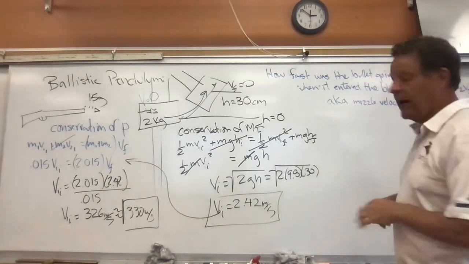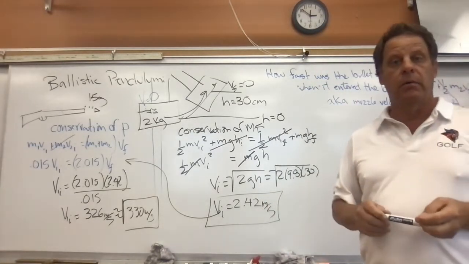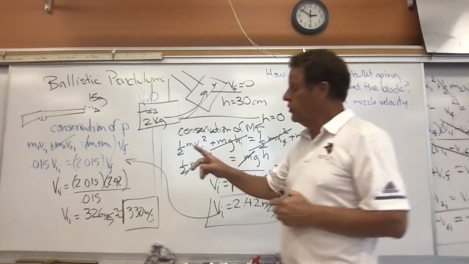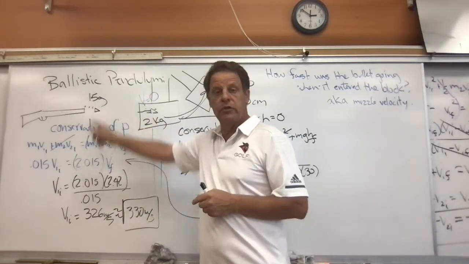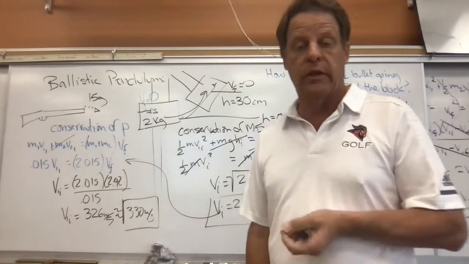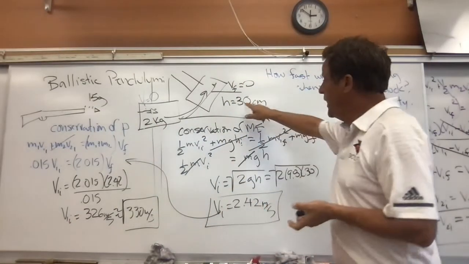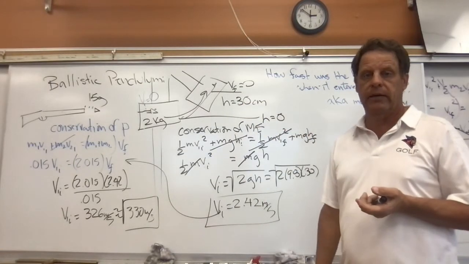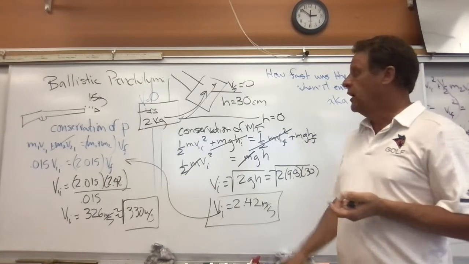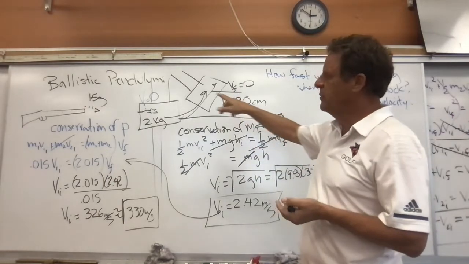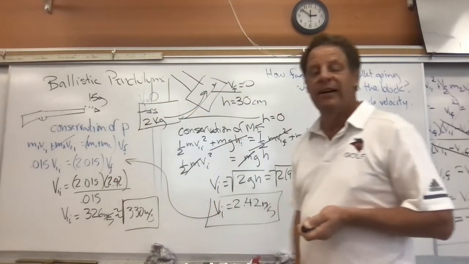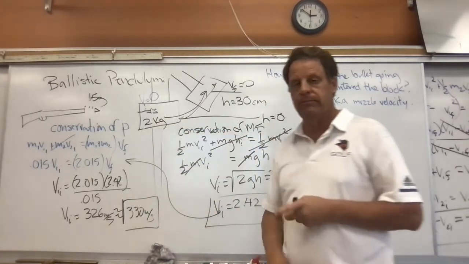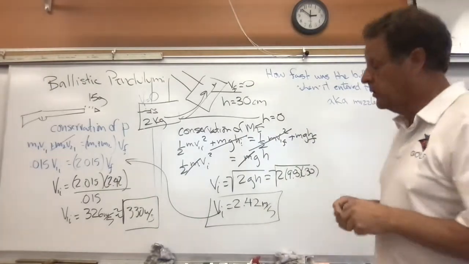So I said that this could be a variation on this. We could start with the initial velocity of the bullet, and then I could ask you how high the pendulum would go. I could tell you how high the pendulum went. I could tell you what the initial velocity is, and you would have to calculate the mass of the block. Okay, that's all a pretty straightforward variation.